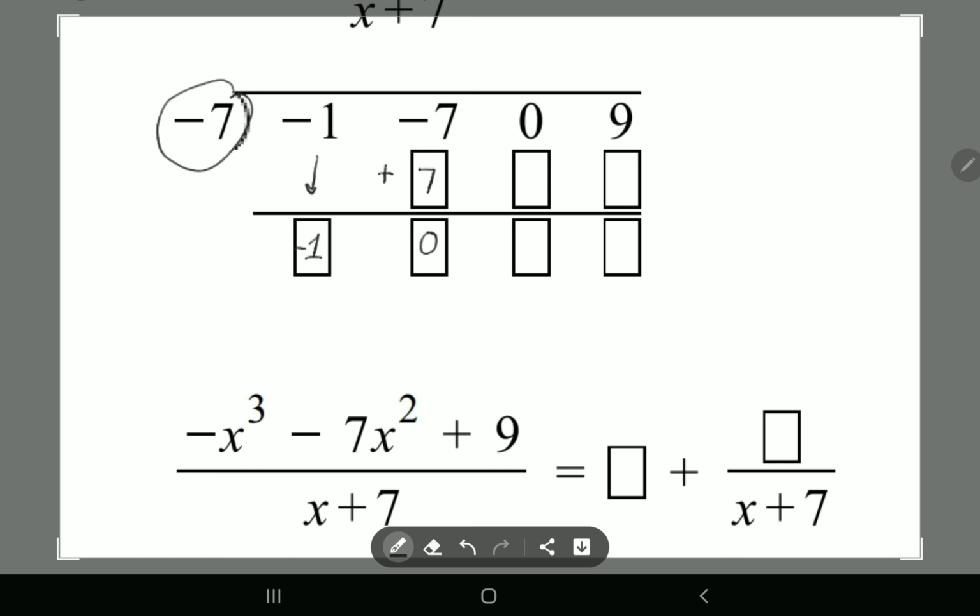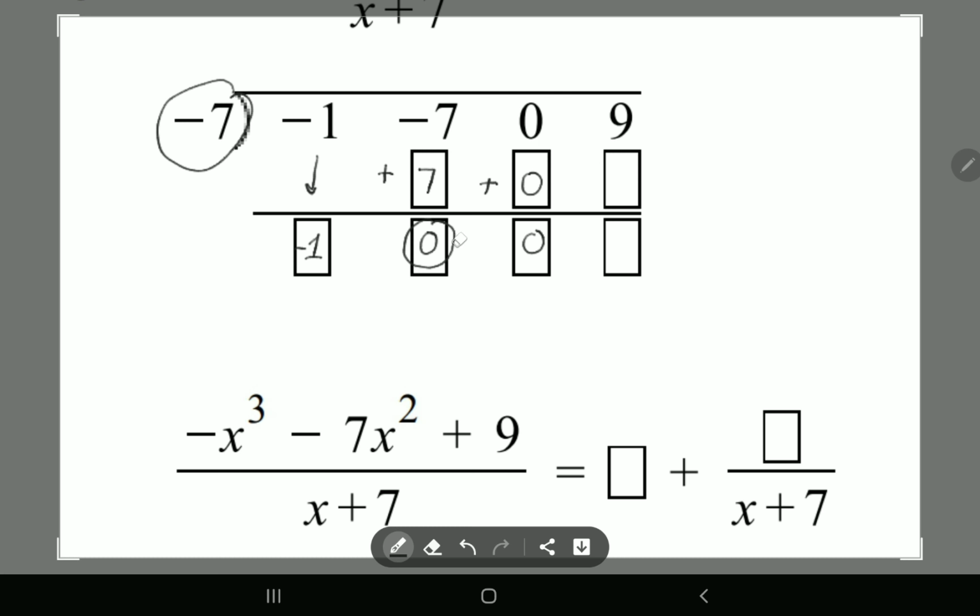What you're going to do now is multiply the term that you have here, the 0, with the 0 of your divisor. So 0 times negative 7. 0 times anything is going to be 0. You're going to place that 0 right here in the third column. And then you're going to add. 0 plus 0 is 0.